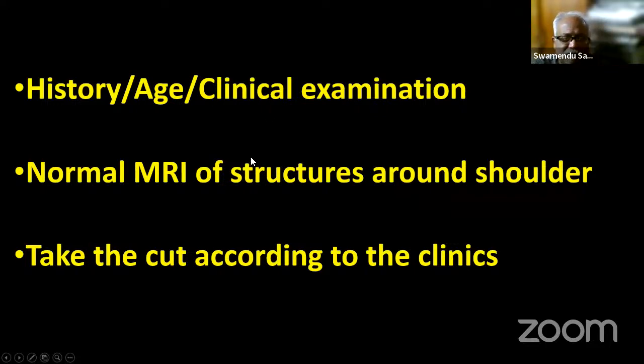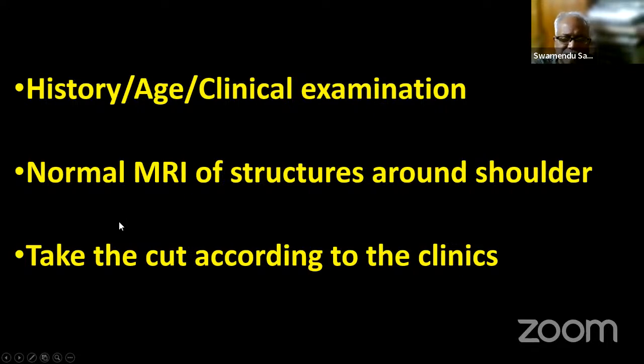So as I told you, whenever we see the patient for the shoulder, the history will tell you the diagnosis and the age will guide you to the diagnosis. And the most important thing is the clinical examination. Never jump to the MRI picture or the X-ray or the USG, whatever. History, age, and clinical examination is the key for any joint examination or for any orthopedic examination.